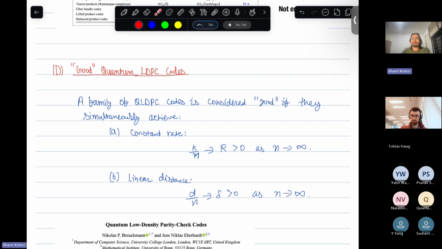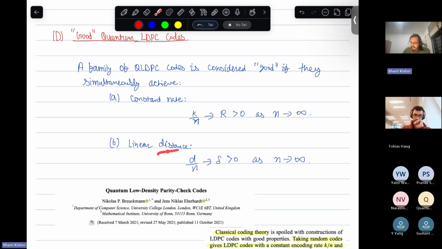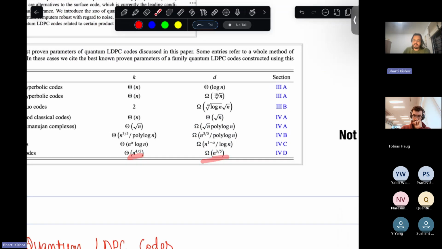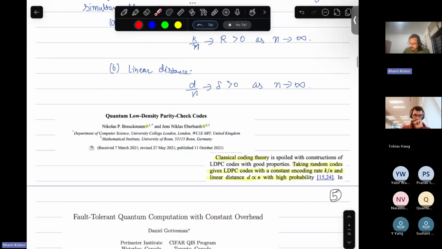Many of you might have heard about this term, good quantum LDPC codes. A family of quantum LDPC codes is considered good if it simultaneously achieves two things. One is constant rate, so the encoding rate should be a fixed constant as n goes to infinity. And the distance should also grow linearly, which means d over n should also be a fixed constant. So we want both the encoding rate and the distance to grow linearly. And here we don't have both of them growing linearly, so these are not good LDPC codes.